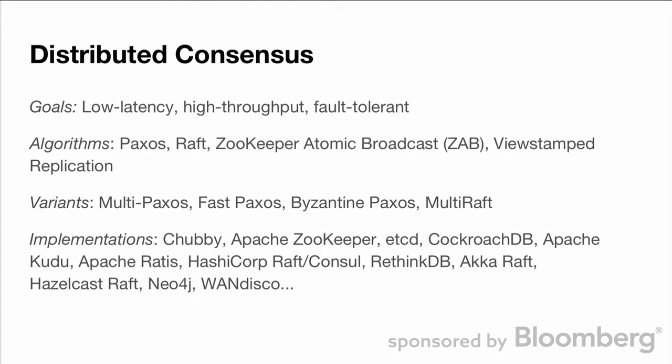Much more recently, we have Raft. We'll talk about this more. Everyone is probably more familiar with Zookeeper. Zookeeper has its own consensus protocol called ZAB, the Zookeeper Atomic Broadcast. And then there's also Viewstamped Replication, which I think came out of a Google paper. These are all different algorithms, all dedicated to trying to solve this general problem of distributed consensus.